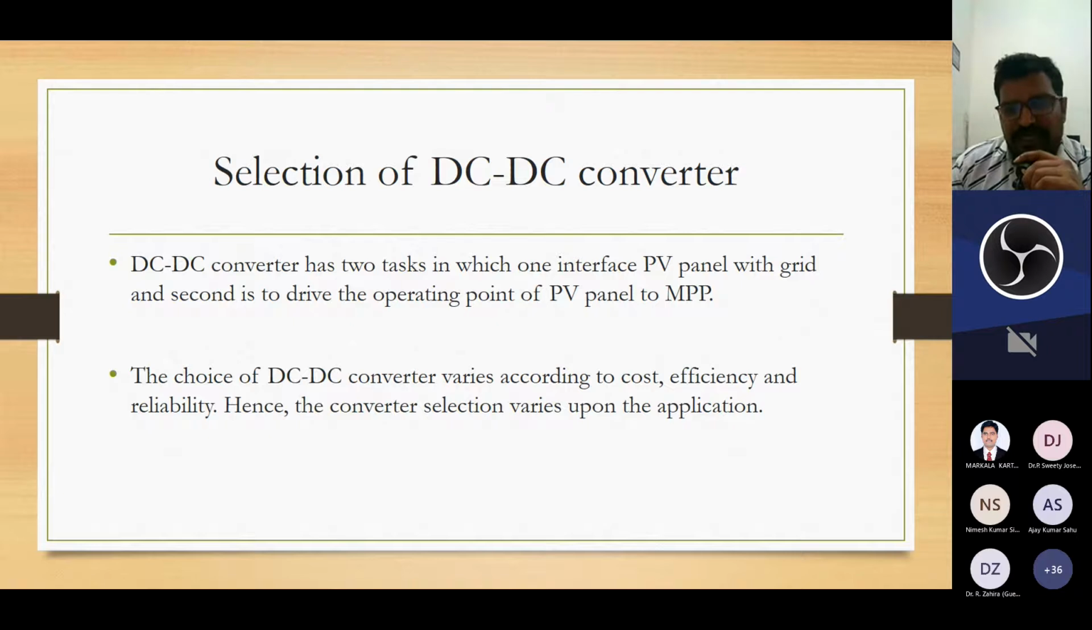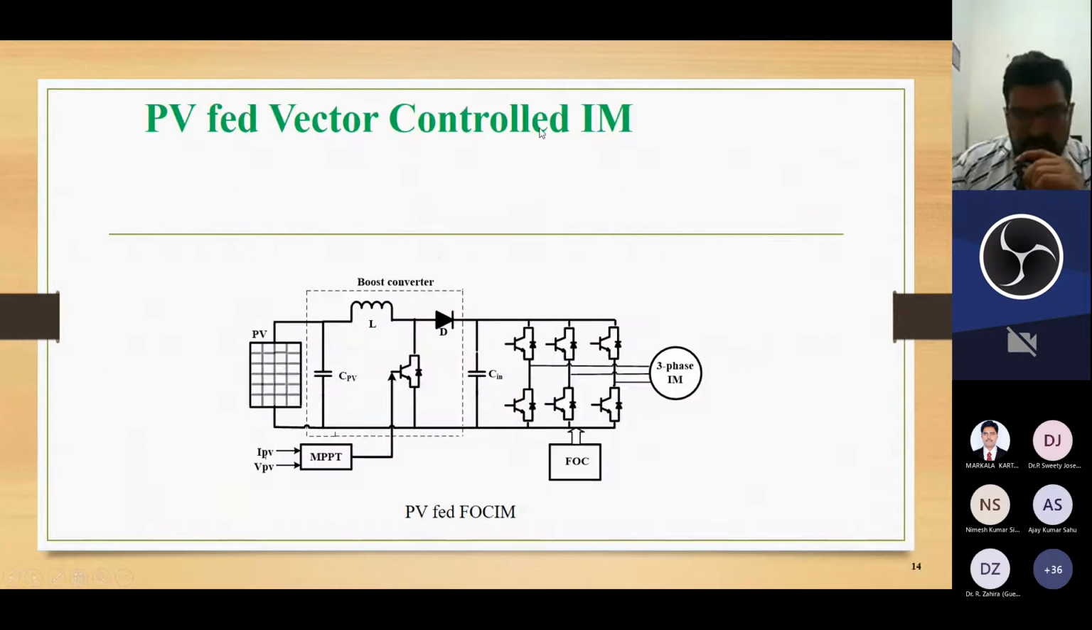So the choice of DC converter varies according to cost, efficiency, and reliability, and the converter selection will depend upon the application. Coming to the PV fed vector controlled induction motor, as we are mainly focusing on this part of the session, here I have given the block diagram. It's a simple diagram where we have a PV panel, and the power from the PV panel is fed to the boost converter.